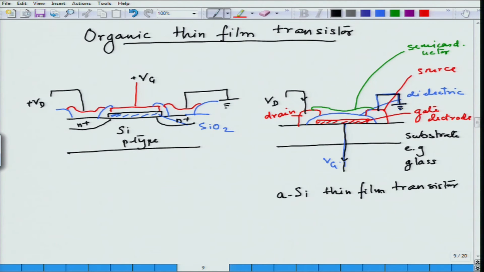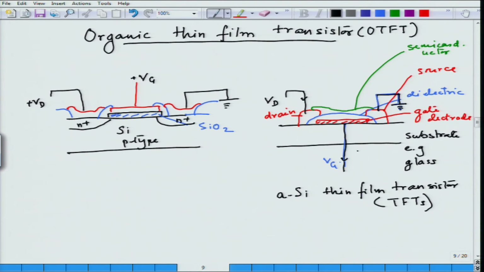These are very commonly used in many display applications, known as TFTs, and that is why when we change amorphous silicon to an organic material, it becomes an OTFT. So, this is an OTFT. So, now let us see how an organic OTFT will work.